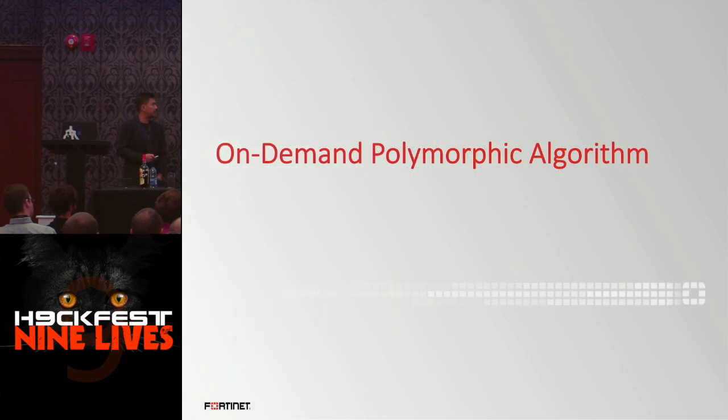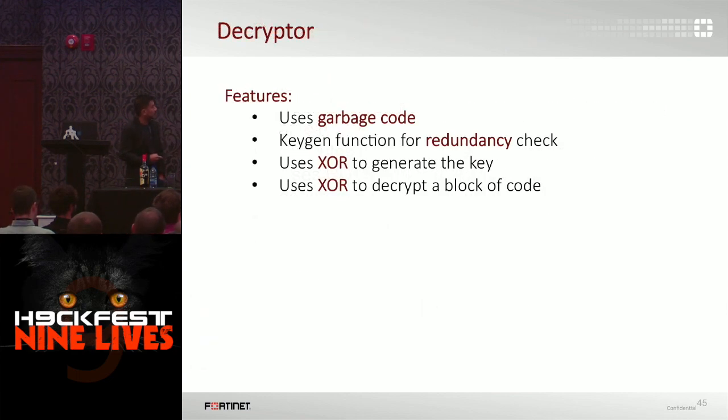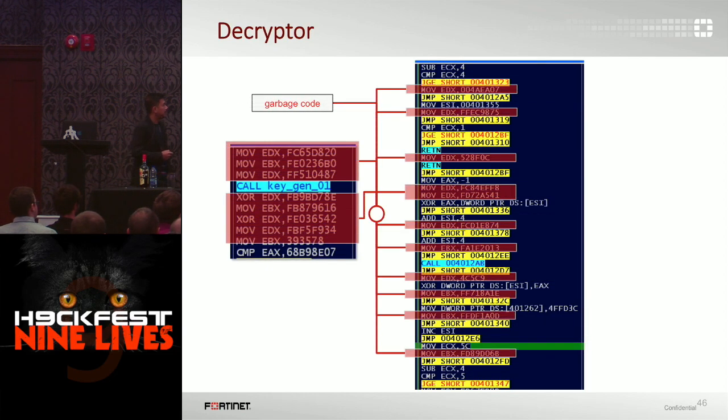Let's look at the on-demand polymorphic. Okay, the on-demand polymorphic looks similar to this. There is code which uses the decryptor to decrypt the block of code using the old key. You will try to look for the garbage code. The garbage code is code you don't actually need. It is just to make your analysis longer. The main purpose of the garbage code is to waste your time, right? All you have to do is skip those things and find the XOR, and then you'll be able to decrypt your malware, or Virlock.